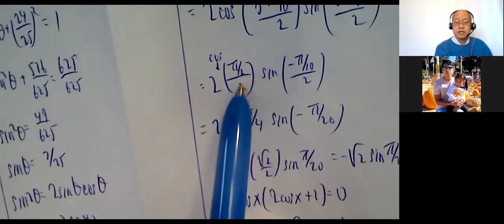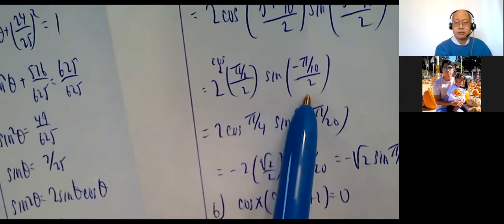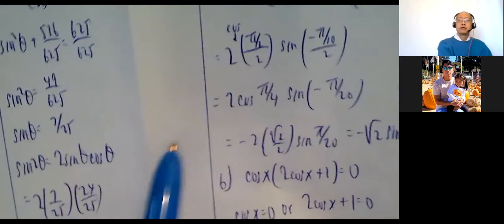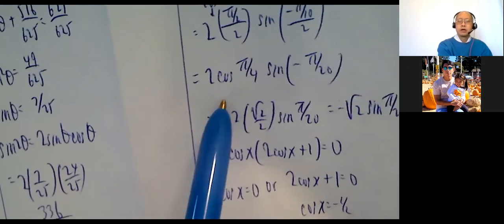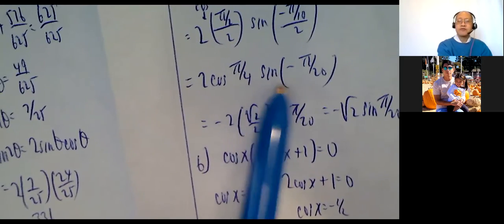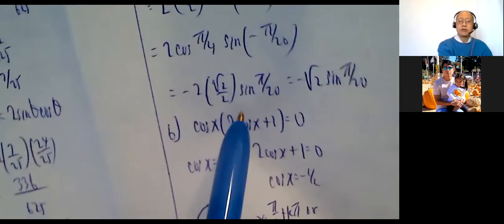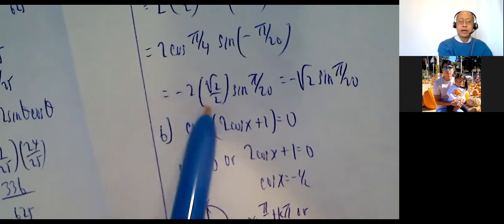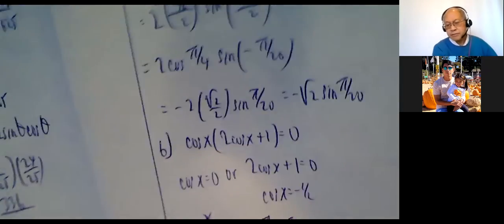Okay, you can take that 2 and slide it down with that 2, giving me a 4. And you can take that 10 and slide it down with the 2, giving me a 20. So 2 cosine pi over 4, sine of negative pi over 20. Cosine pi over 4 is radical 2 over 2. Sine is an odd function. The sine of negative an angle is negative the sine of the angle. So the final answer, the 2 cancels, negative radical 2 sine of pi over 20.